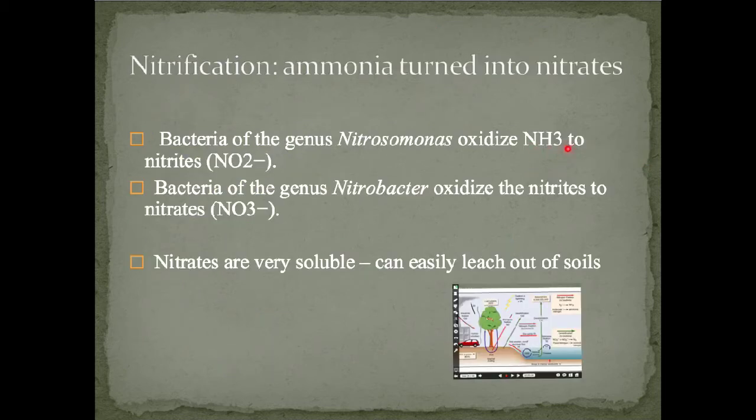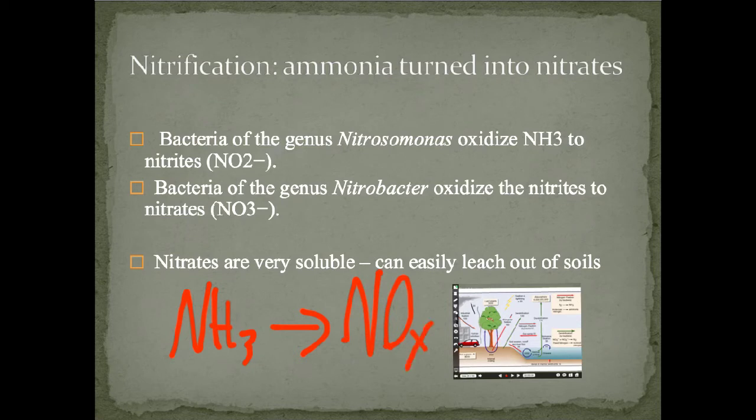Nitrification is where you have ammonia and it is oxidized into nitrates, and that is done by bacteria. That usually happens within the soil. Nitrates are very soluble and can be leached out of soils. So far we've had nitrogen fixation, assimilation, and now nitrification. Nitrification is where it goes from ammonia or ammonium to different types of nitrates.